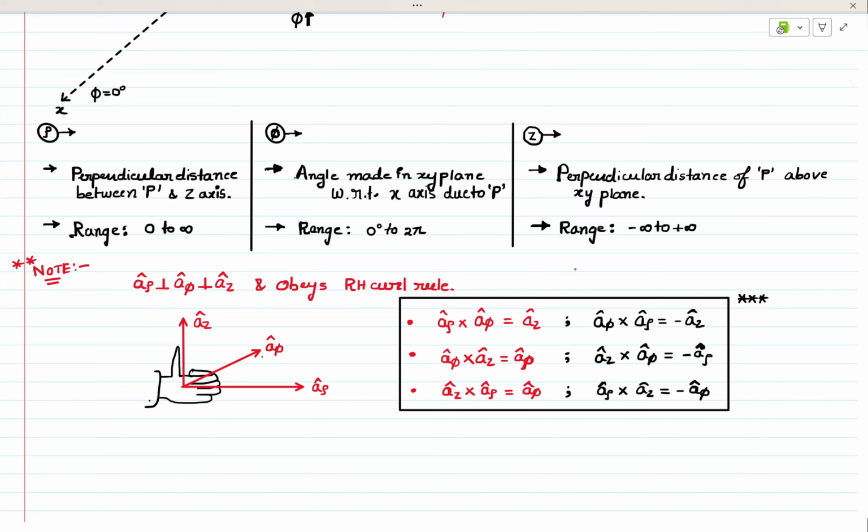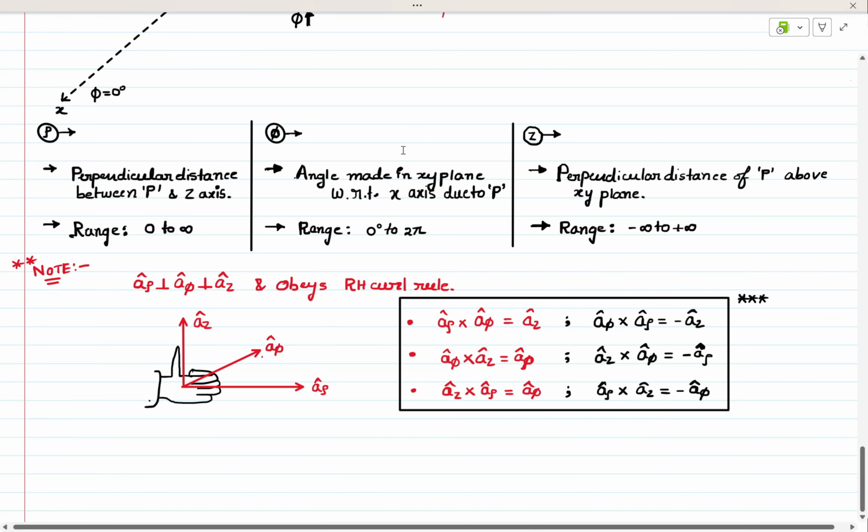So that's all about the basics of the cylindrical coordinate system. In my next part, I will discuss the differential length, area, and volume, just like in the Cartesian coordinate system. Right. That's all for now.